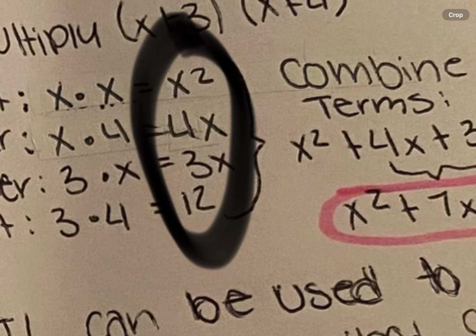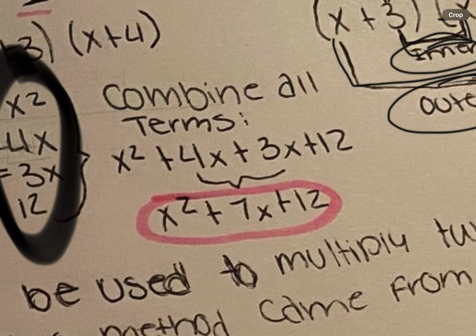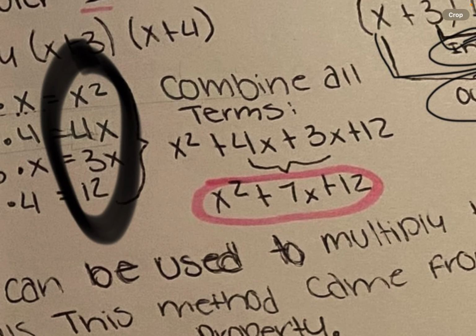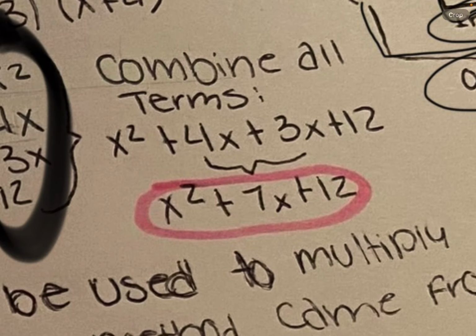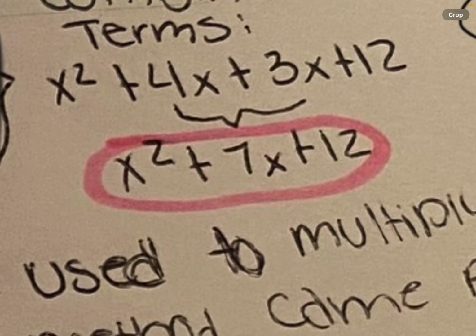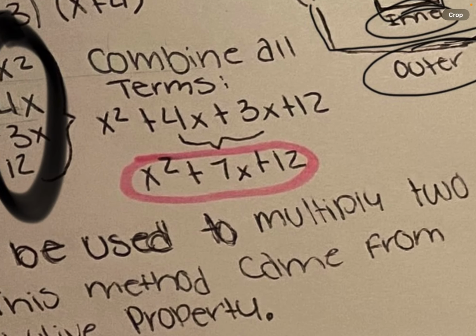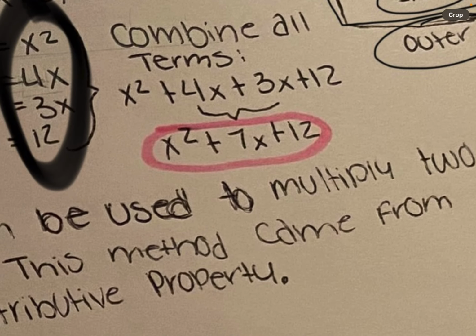Now we're going to combine all these terms here, like I circled, and it's going to be x to the power of 2 plus 4x plus 3x plus 12. Now right here where we have the two x terms, we're going to combine them. Basically, we're going to add them, and it's going to come out to 7x. So x to the power of 2 plus 7x plus 12, and that's going to be our answer.